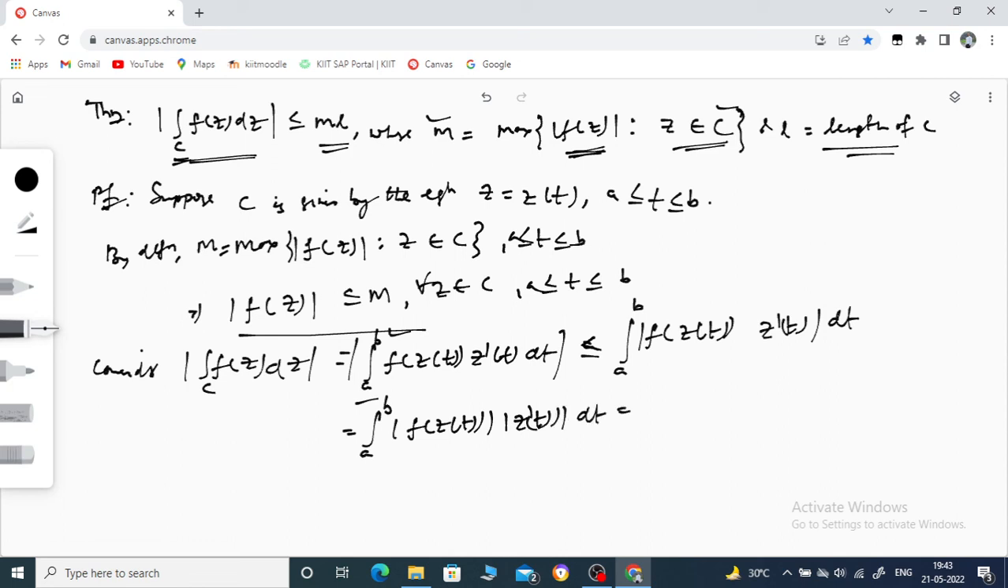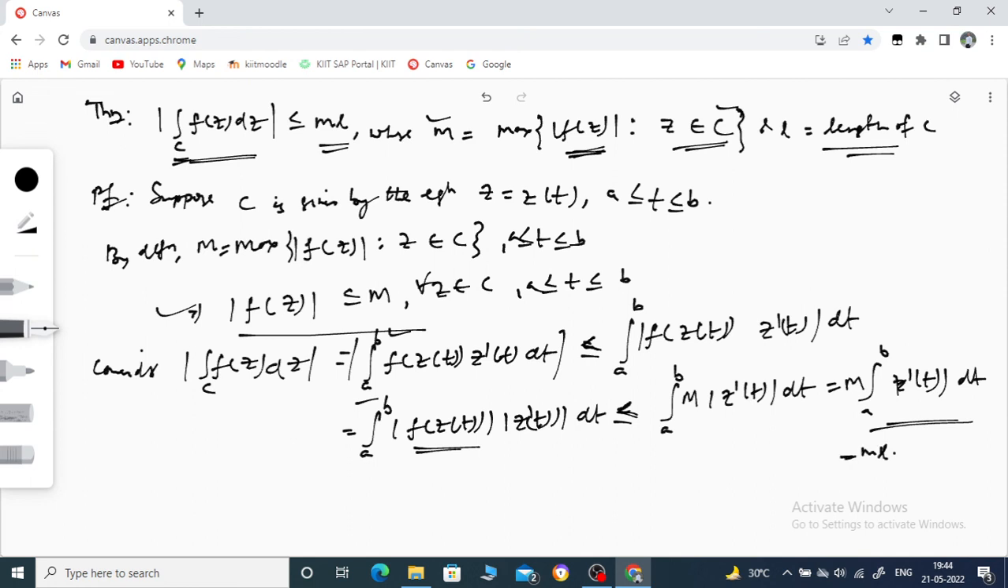Then you know the maximum value of f of z of t is M. So I will use a less than or equal to symbol here. So this will be less than or equal to the integration from a to b of M, then mod z dash t dt. Also you can take this M outside of the integration, then it will be M times the integration from a to b of mod z dash t dt, and this is your L.